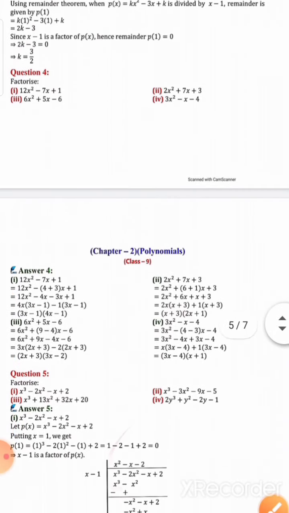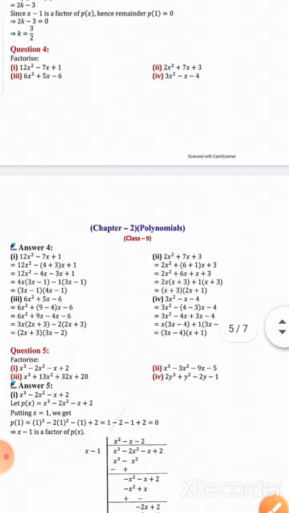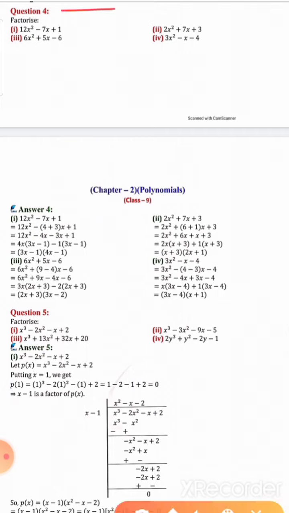Now, next question, question number 4. Our question number 4 is factorize the polynomial. Here in the question, we see all the polynomials are quadratic polynomials. So, we factorize these polynomials by using the middle term splitting method. Starting to solve question number 4.